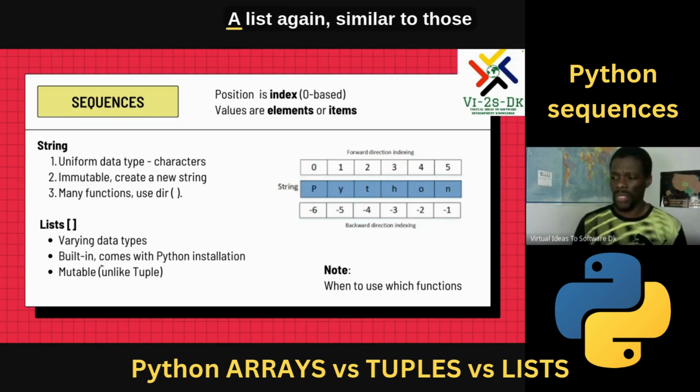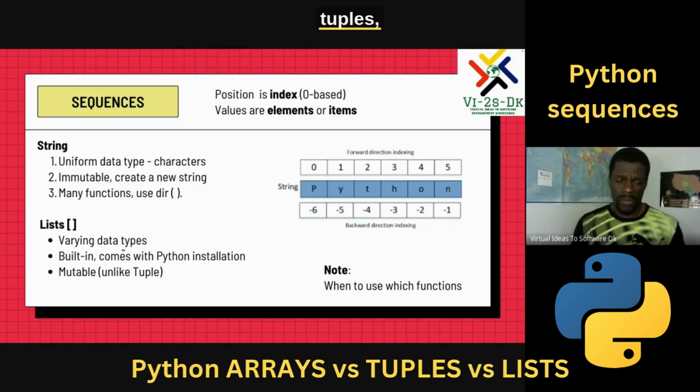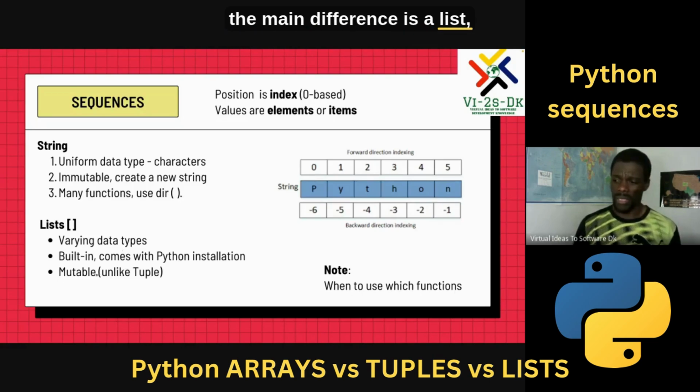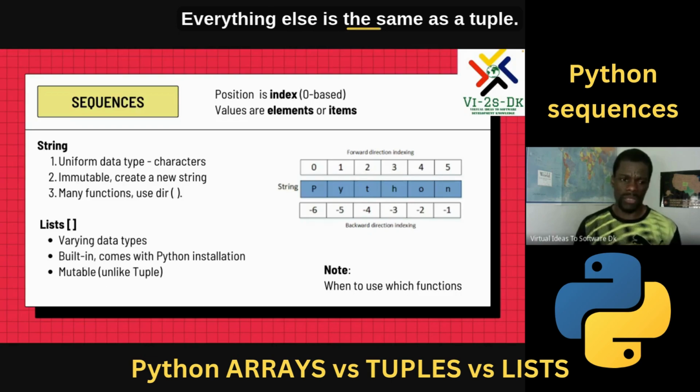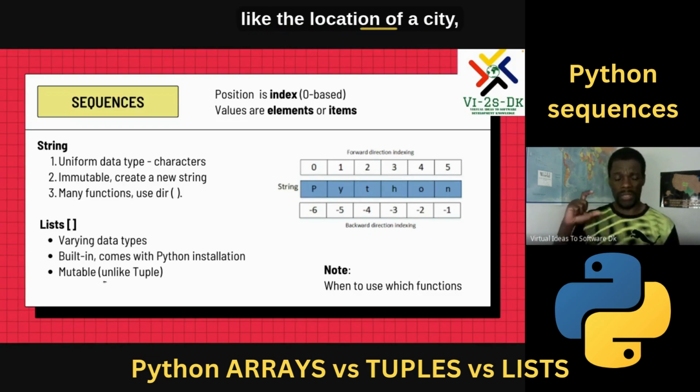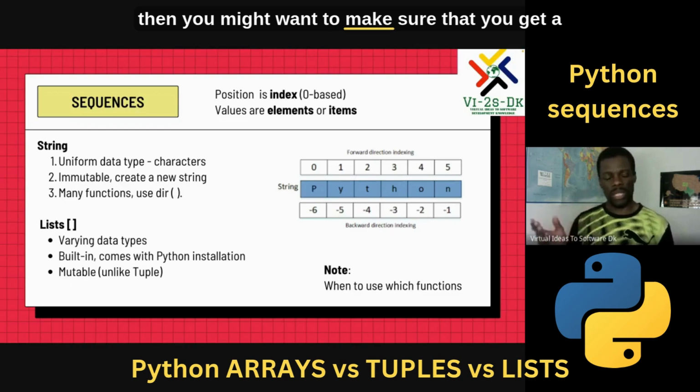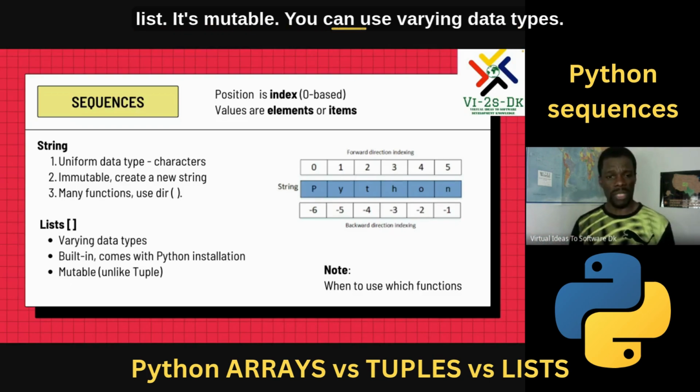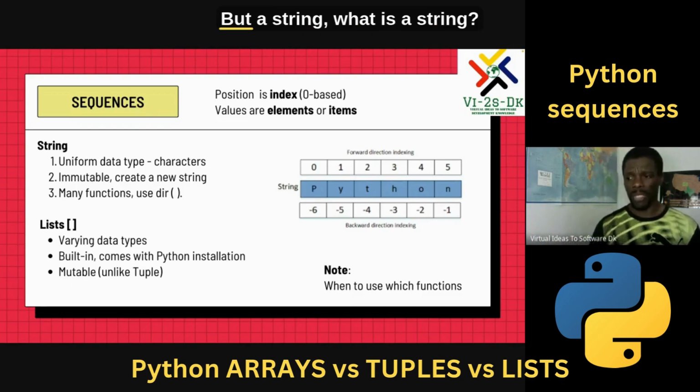What is a list? A list, again, similar to those tuples. The main difference is a list, unlike a tuple, is mutable. You can change it. Everything else is the same as a tuple. So if you don't need something that's fixed, like the location of a city, then you might want to make sure that you get a list. It's mutable. You can use varying data types. That's totally fine.